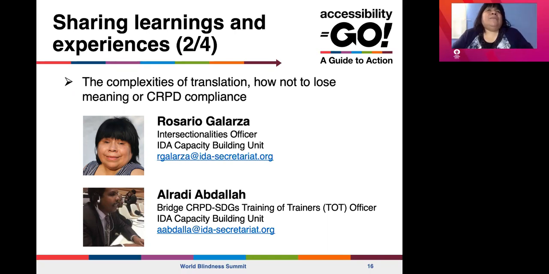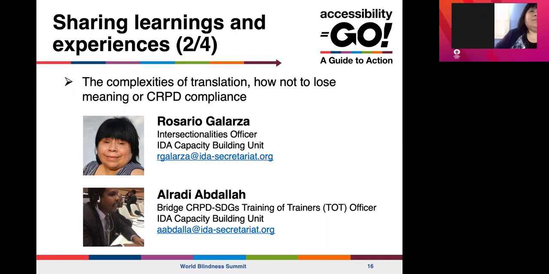You need to be CRPD compliant. You need to be familiar with all that terminology surrounding disability, surrounding diversity. And if you are not familiar with that, you can probably make some mistakes.